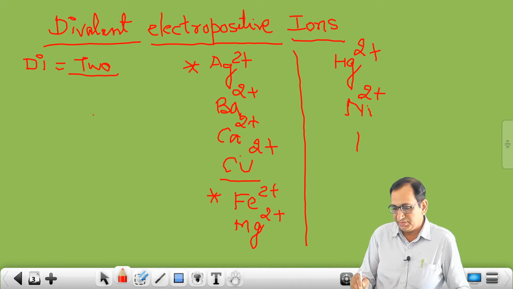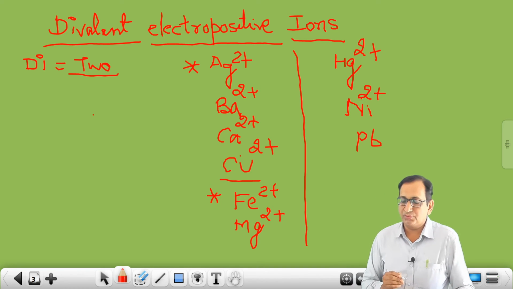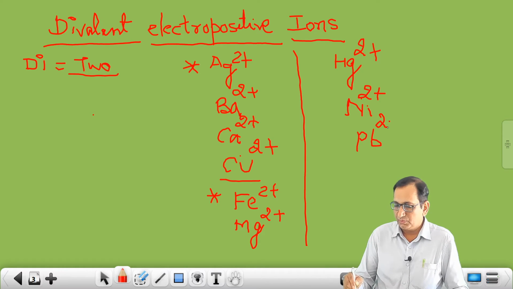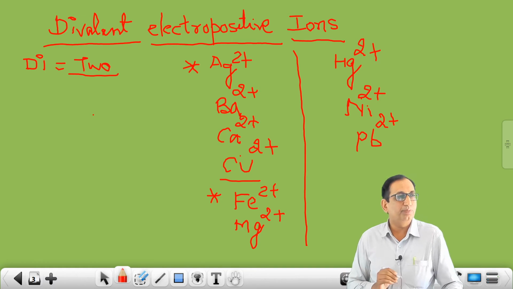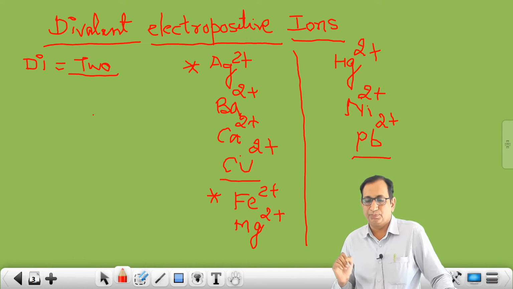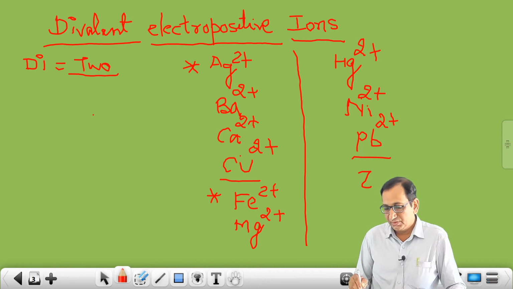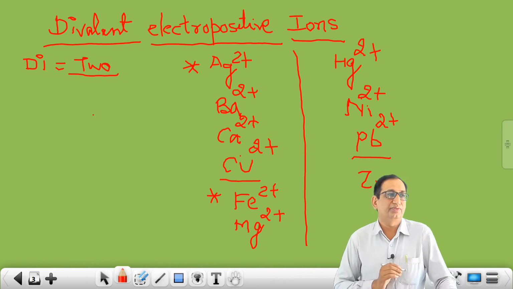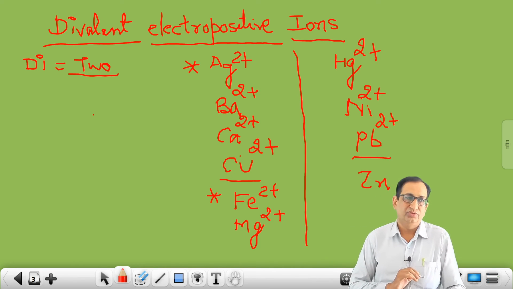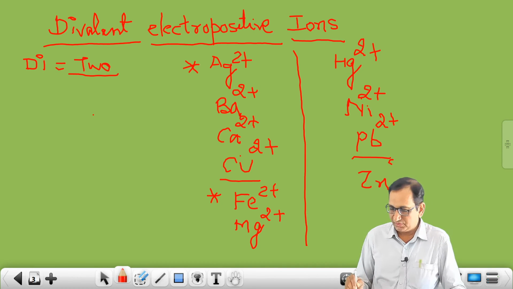After that, students, lead. The symbol for lead is Pb, and Pb also shows 2 plus charge because it has a positive 2 valency. So this is lead, Pb 2 plus. Okay, students, and next is your zinc. This is very important. In many reactions we will be using zinc, so don't forget it. Zinc has also got 2 positive charge, so here I am writing 2 plus.